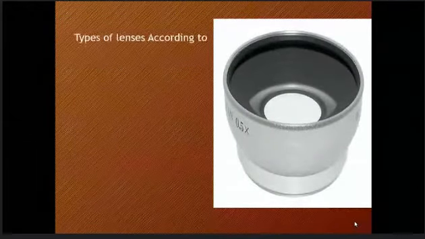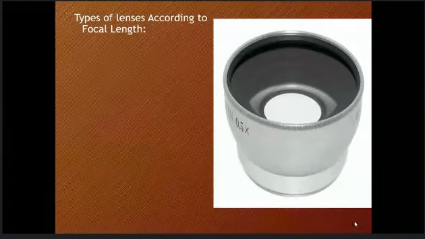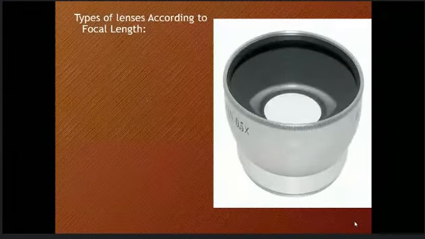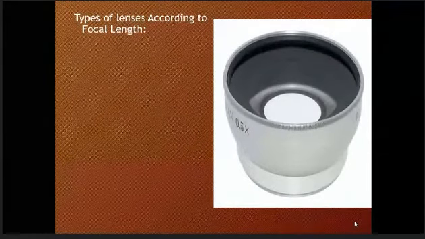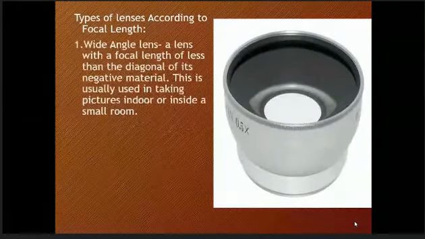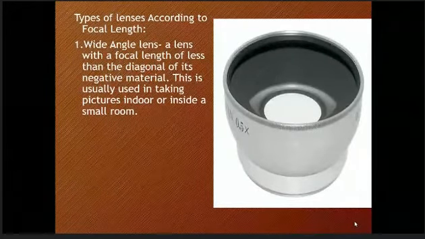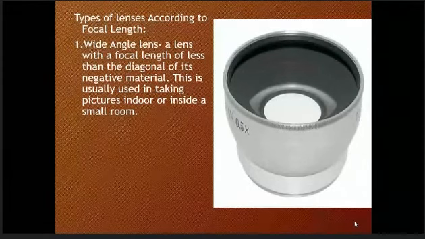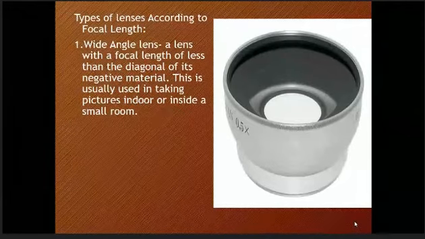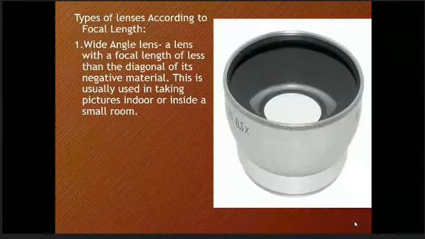Now, so we have types of lenses according to focal length. So the first is called wide angle. A wide angle lens is a lens with a focal length, remember the keyword, less than the diagonal of its negative material. No, less than diagonal.